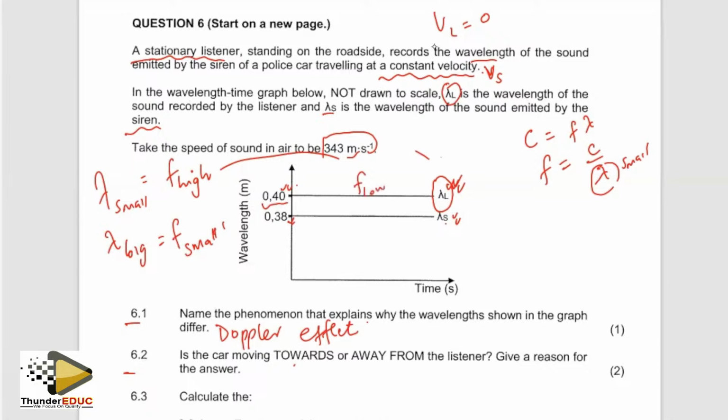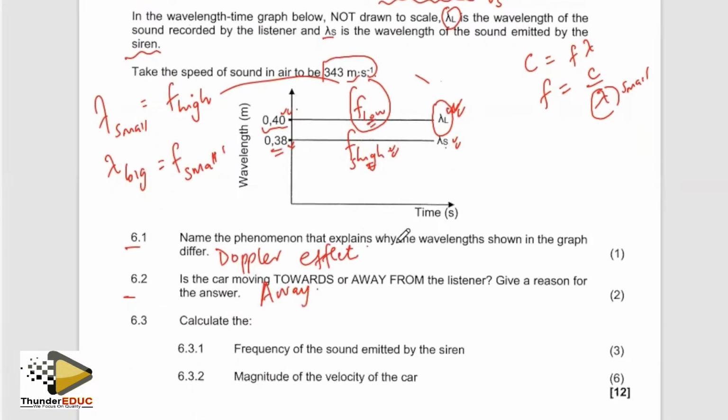Since the wavelength is small there, the frequency there is going to be high. So the frequency of the source is high, and the frequency of the listener is low. The frequency that the observer records is smaller than what is actually emitted, and that scenario occurs when the object is moving away. So I would take away to be the option. Just let me know what you did there.